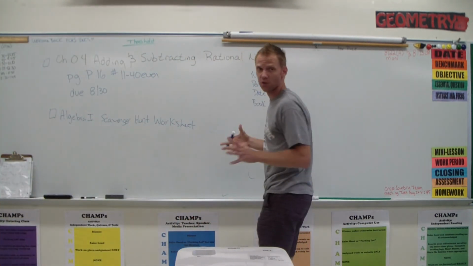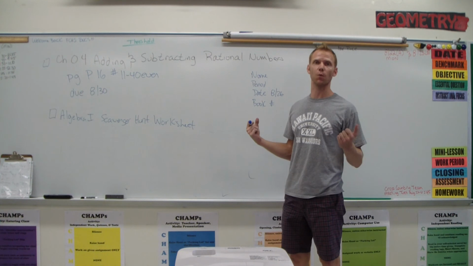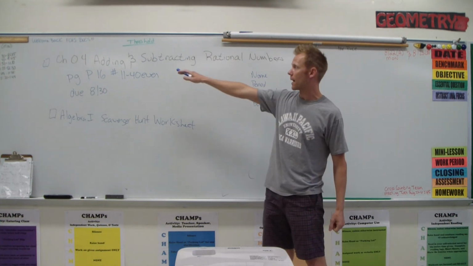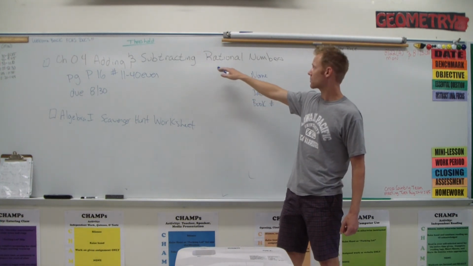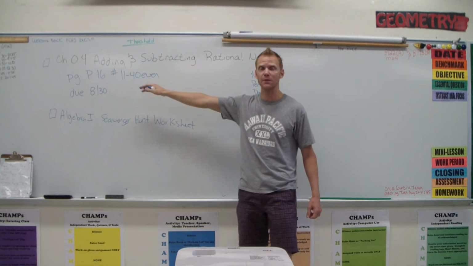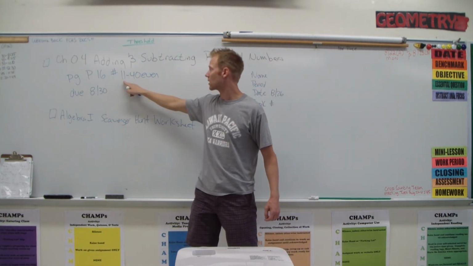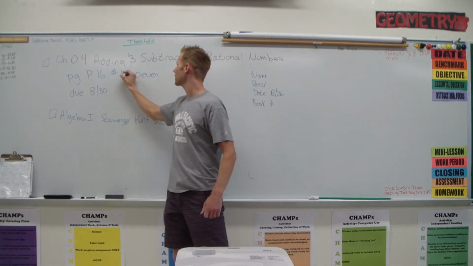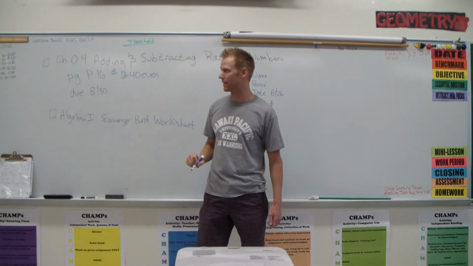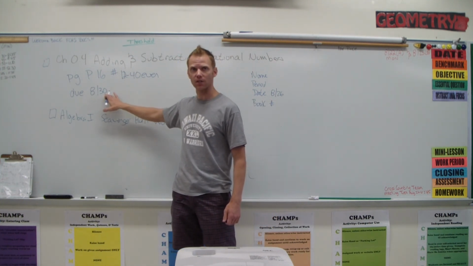All right, this brings us to our class work so that you can practice what we're doing and learn today. In chapter 0.4, adding and subtracting rational numbers, we're going to do page P16, number 11, sorry, that should be 12, numbers 12 to 40 even, and it's going to be due on August 30th.